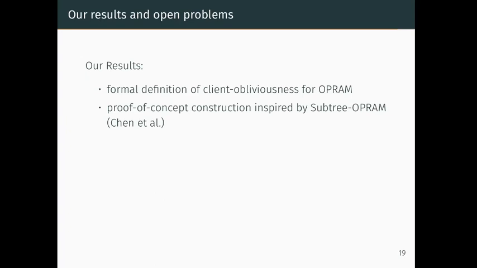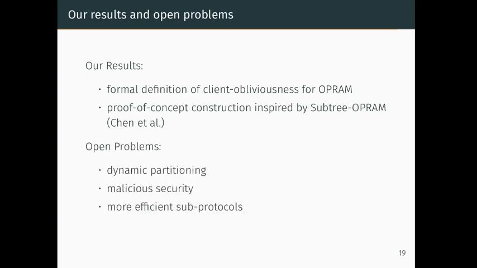In our paper, we present a formal definition of client-obliviousness, which is a new property for OPRAM schemes that captures the data transmitted between the clients. We then give a proof of concept construction that achieves client-obliviousness that is inspired by Subtree OPRAM.